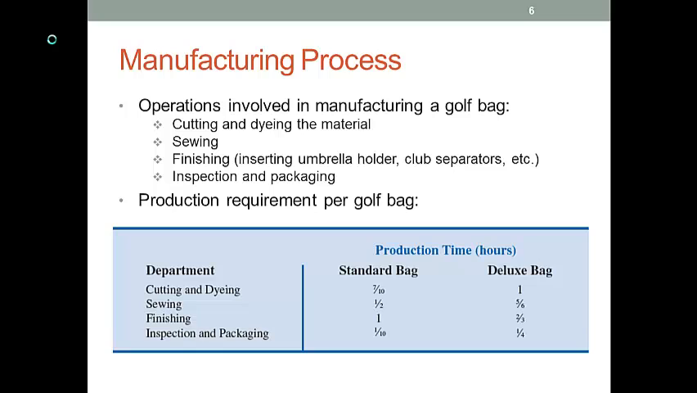To manufacture a golf bag, the raw materials will go through 4 departments: cutting and dyeing department, sewing department, finishing department, inspection and packaging department. The table below shows everyone the time it takes to manufacture a golf bag. For instance, to manufacture a standard bag, it takes about 0.7 hours in the cutting and dyeing department. It takes about 0.5 hours in the sewing department. It takes about 1 hour in the finishing department. It takes about 0.1 hours in the inspection and packaging department.